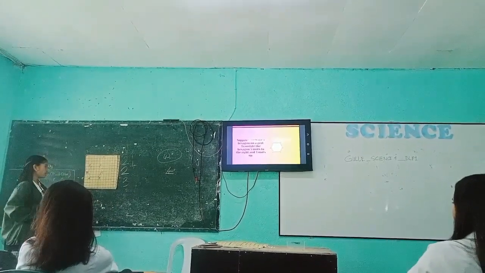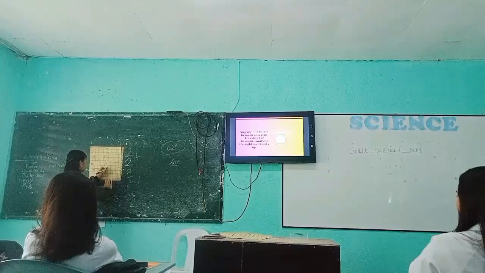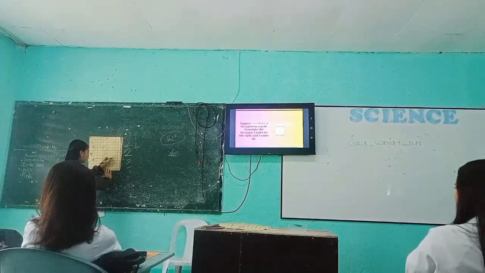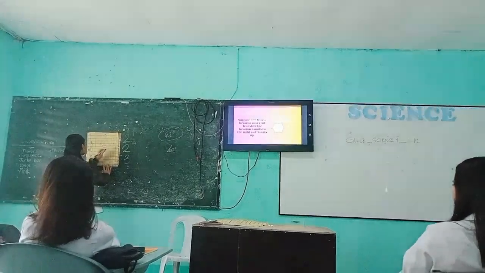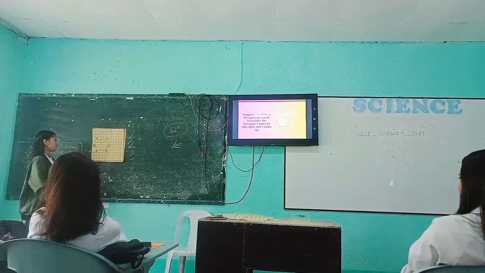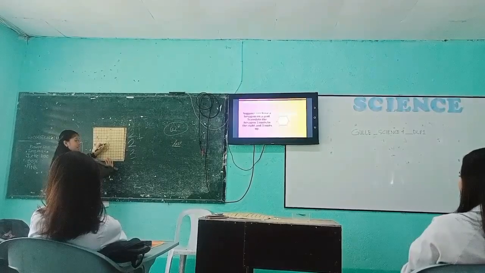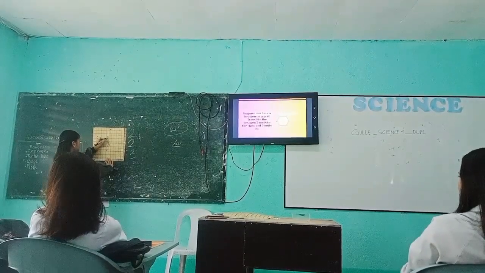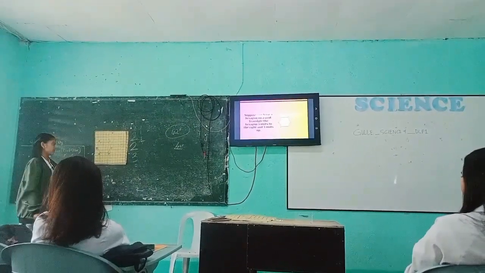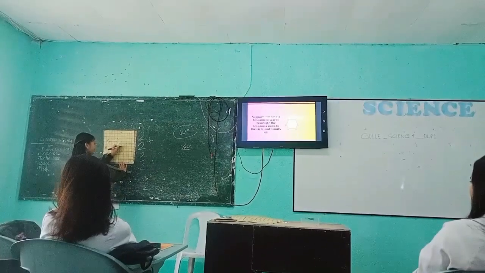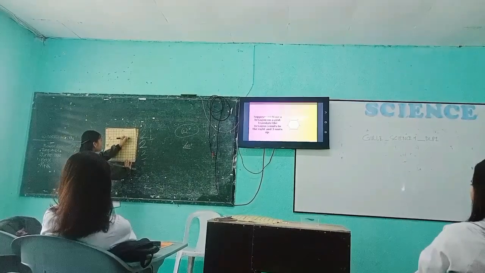Next, the letter F. Let's count together: 1, 2, 3, 4, 5. And then 3 units up: 1, 2, 3. Here, the letter F. Next, the letter B: 5 units right, 3 units up. Next, the letter E: 1, 2, 3, 4, 5, and then 3 units up: 1, 2, 3.